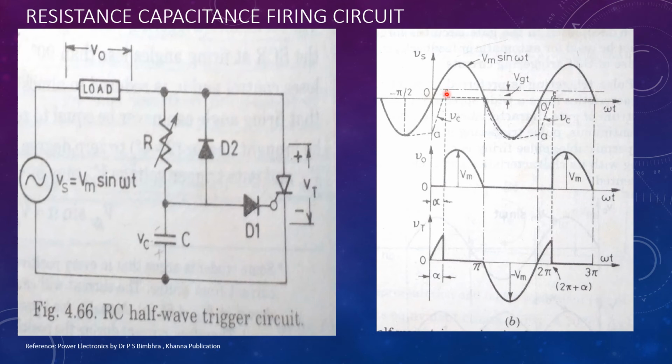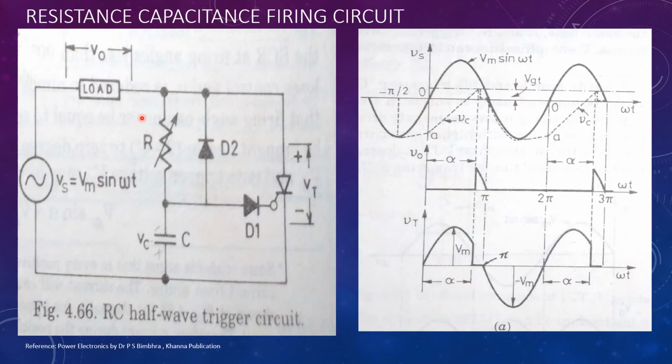Once the SCR turns on at omega t equal to alpha, the capacitor will maintain a very small voltage and the thyristor turns on. Diode D1 prevents reverse breakdown of the gate cathode circuit. The resistance R is a variable resistance, and this resistance R controls the charging time required for the capacitor.